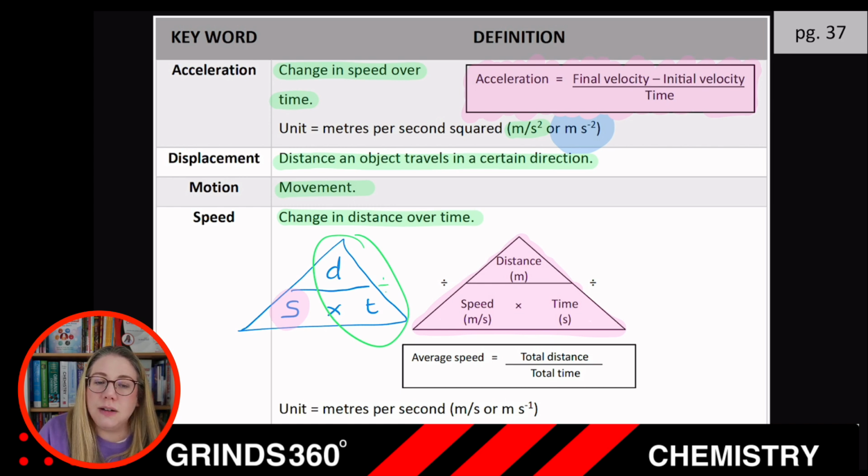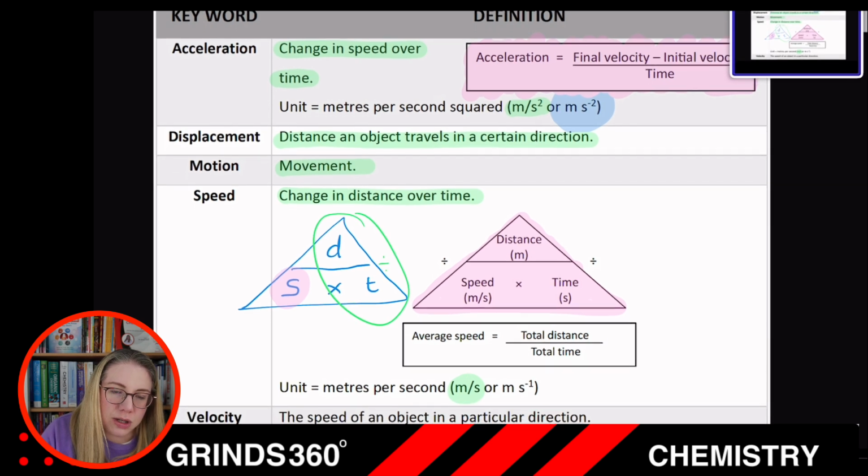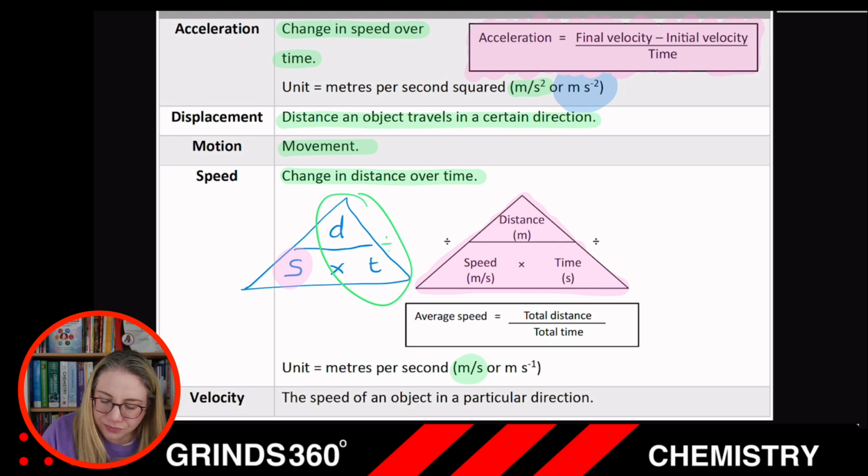Now, the units are very important here. The unit for speed is meters per second. Now, it's not acceleration. Acceleration is meters per second squared, so just be careful there of the different units. Now, there's one other one at the bottom of the page. Velocity is very similar to speed, but it's speed in a particular direction. Now, a lot of scientists use the word speed and velocity interchangeably because if something is moving, it's moving in a particular direction. So we tend to use them to mean the same thing.